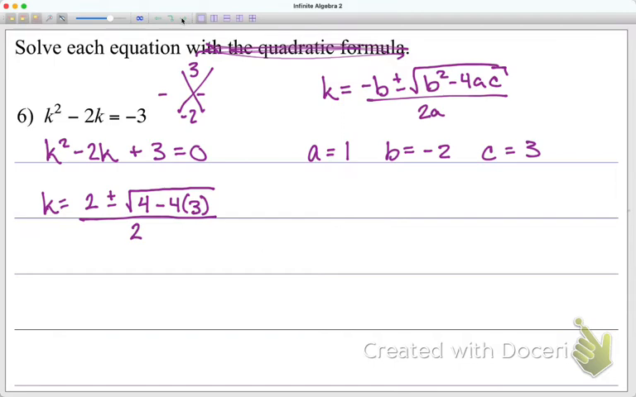And then I simplify. Okay, 4 minus 12 is what? Negative 8 over 2. So am I going to have an irrational number again? Well, I need to simplify the square root of 8. Anybody remember what that is?